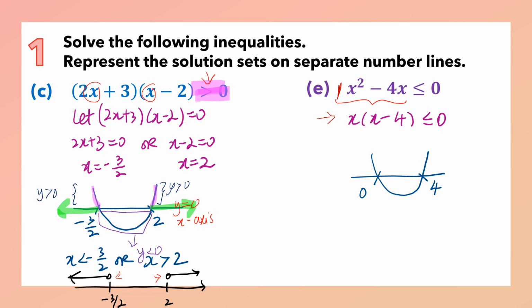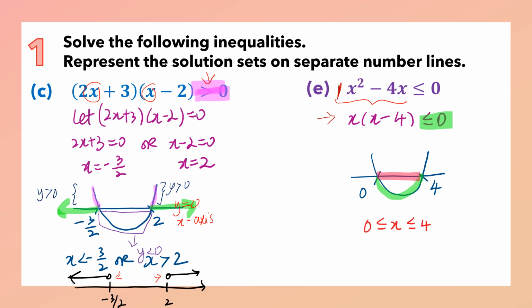The next thing is to determine which portions of the curve we're interested in. Here we're interested in the y coordinates being a negative value. So we're interested in the curve which is below the x-axis. The curve that's below the x-axis will give you y coordinates that are negative. And the answer will come from the x-axis. So the corresponding answer for y less than 0 will be between 0 and 4 inclusive.